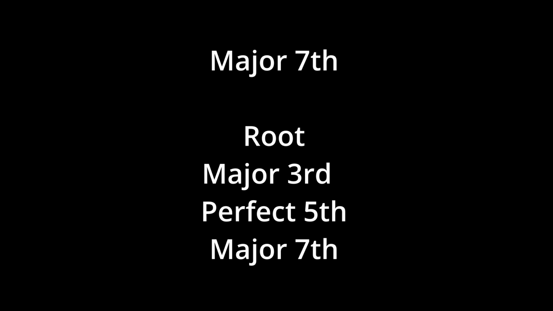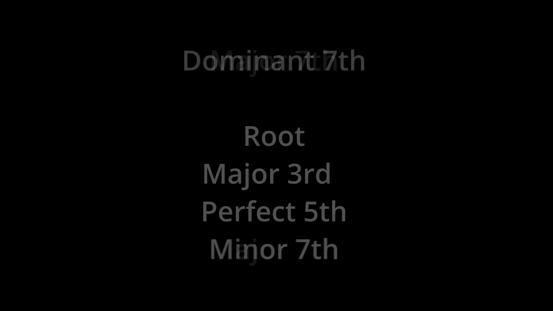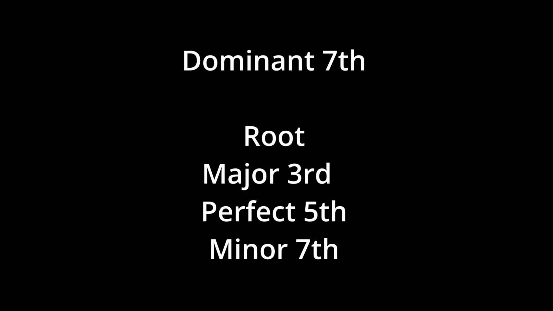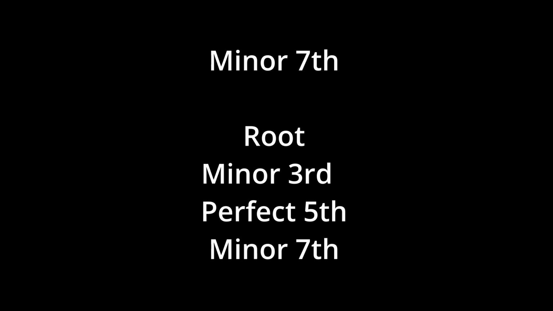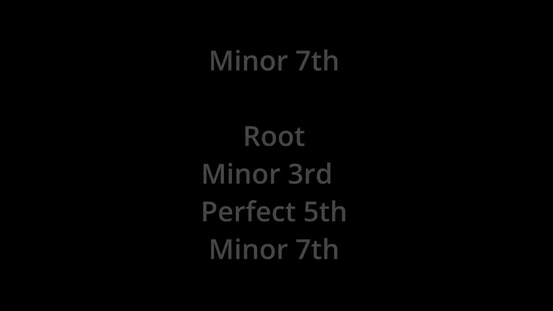There are four types of seventh chords in the major scale. The major seventh chord, constructed with the root, major third, perfect fifth, and major seventh. The dominant seventh chord, constructed with the root, major third, perfect fifth, minor seventh. The minor seventh chord, constructed with the root, minor third, perfect fifth, minor seventh.